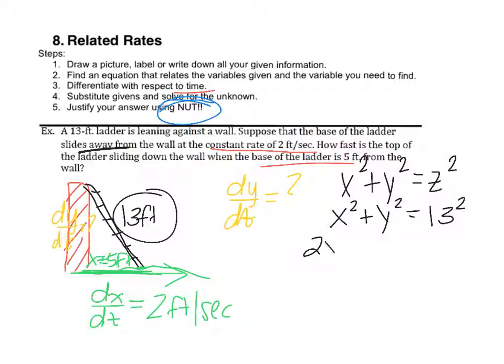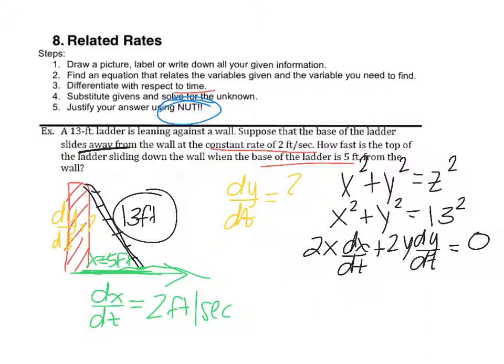So we have 2x, but remember I'm going with respect to time, so 2x times dx/dt plus 2y times dy/dt is equal to the derivative of 13 squared, which is 0. Okay, so now I differentiated with respect to time.